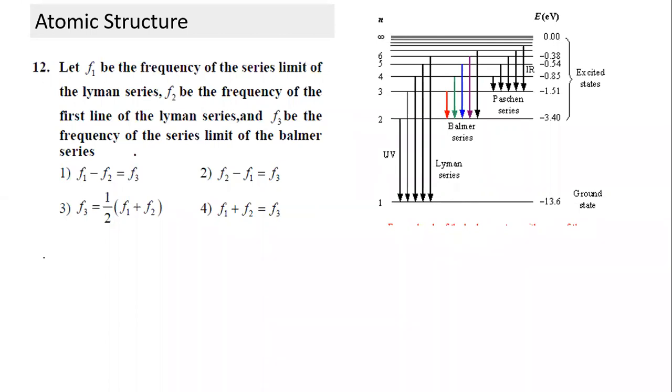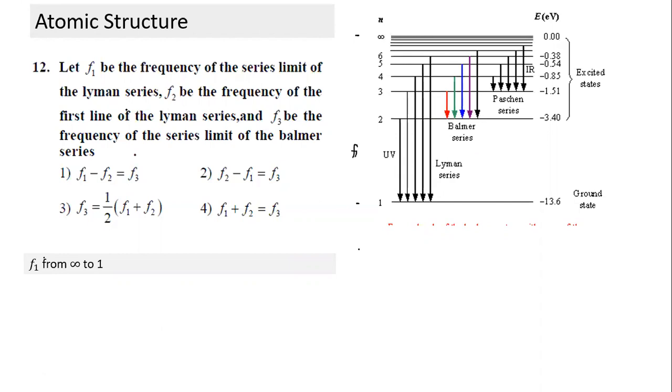So this is an easy question. If you have two terms, and if we have a figure like this, it is easy to spot. What is F1? F1 is a frequency, and we can identify frequency in terms of delta E. F1 is the frequency of the series limit of the Lyman series. What is the series limit? In the Lyman series, maximum energy, when the transition is from infinity to 1. So this is F1.